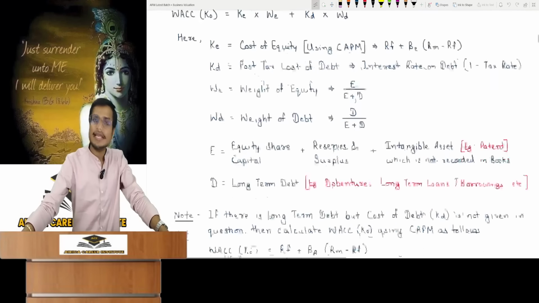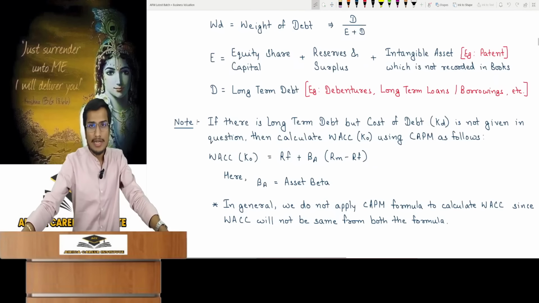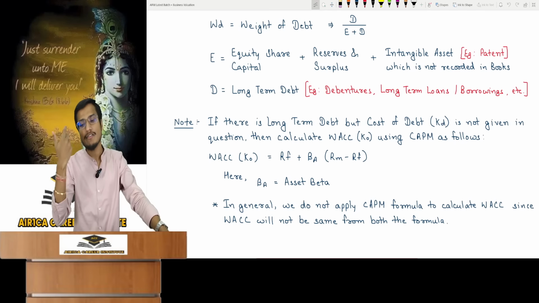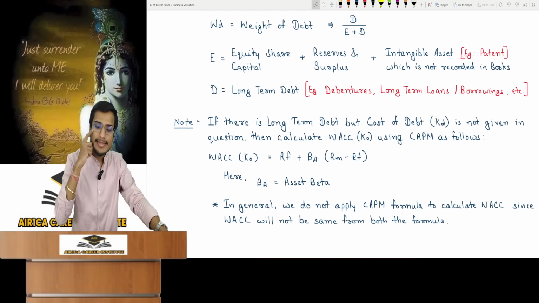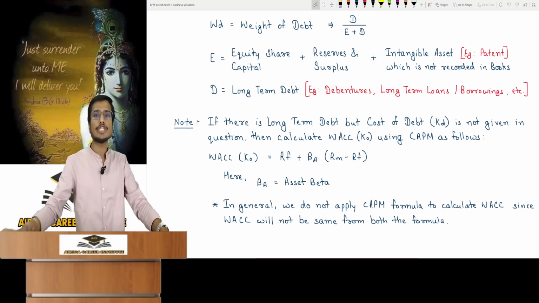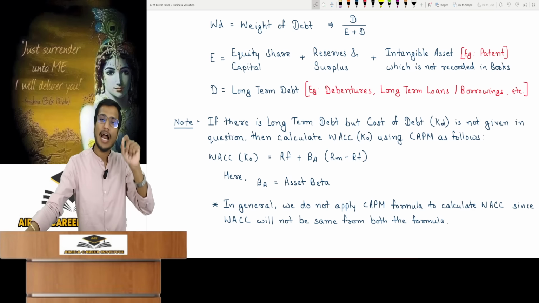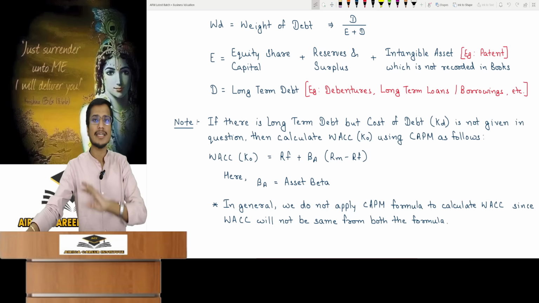Let's talk about WACC. If the question has long-term debt, you know the question gives long-term debt, but the cost of debt is not available. KD is not available. So how to calculate WACC? Then our great institute calculates WACC directly from CAPM. The formula is RF plus beta of asset times (RM minus RF).